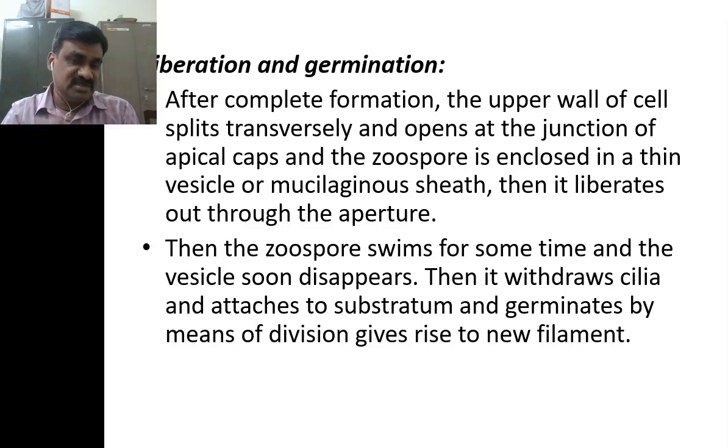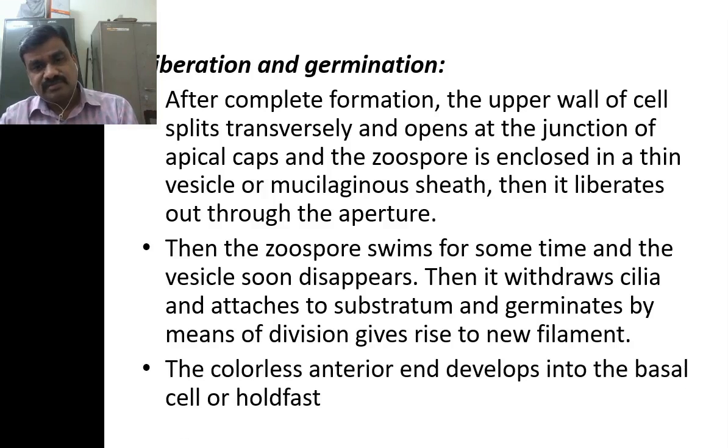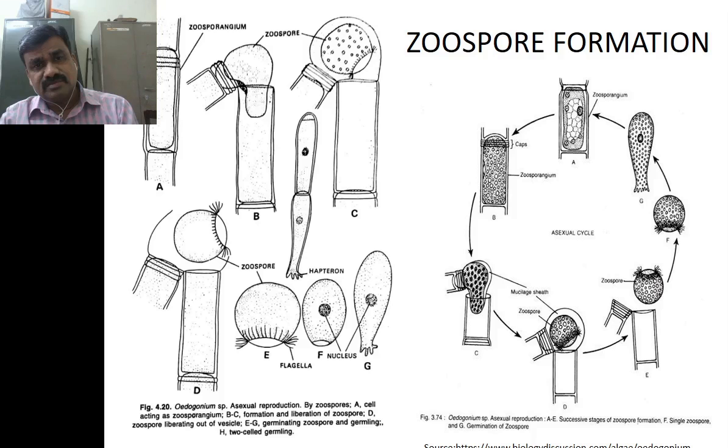So this is the process of formation and liberation of zoospore. I will show the diagram. Look at this diagram, this is figure 3.74. So this is a zoospore parenchyma cell. Look at this, the protoplast accumulates the reserve food material and it withdraws its contents from the cell wall.